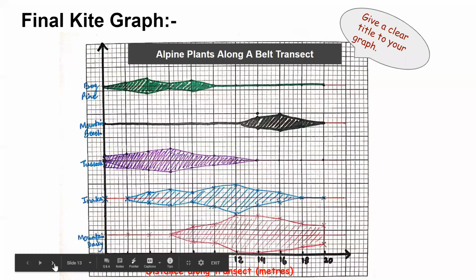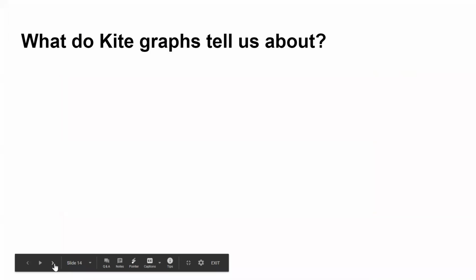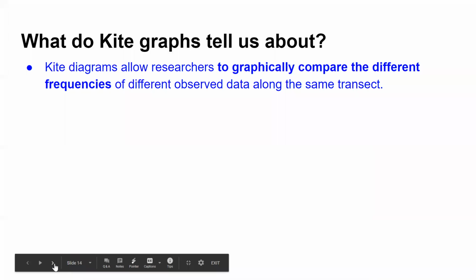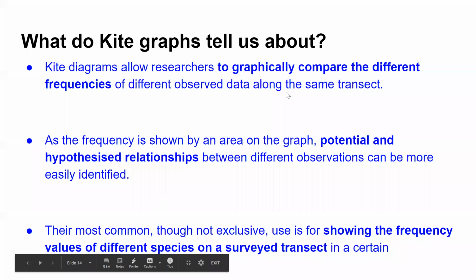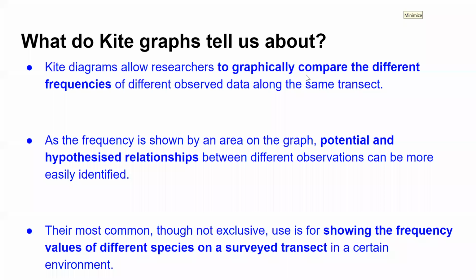I will now move on to what kite graphs tell us. So take a few seconds and read through these points. If you want, you can actually sketch notes on what kind of information the question is looking for when they are giving you a kite graph. What do they want you to extract information about?